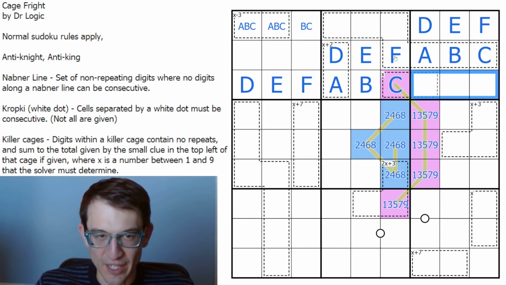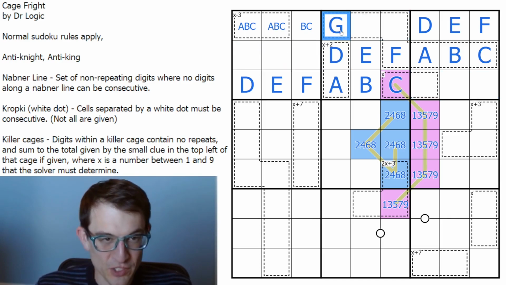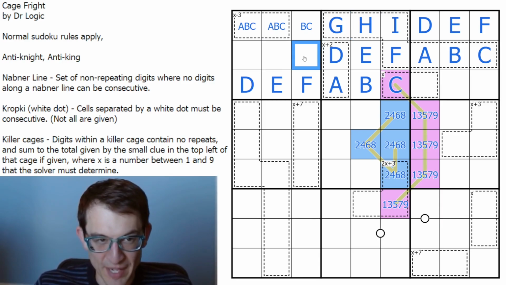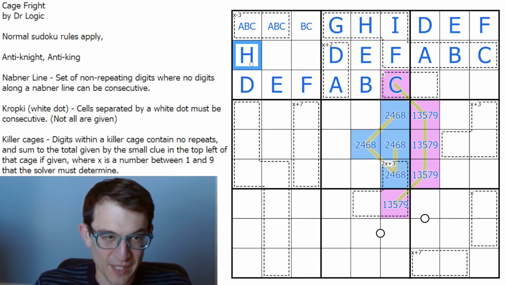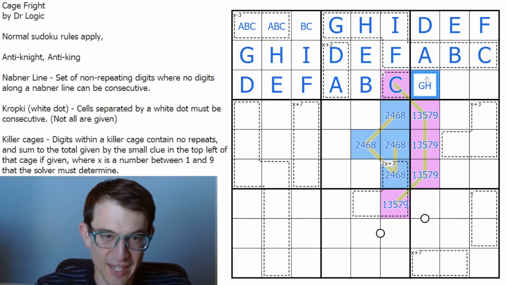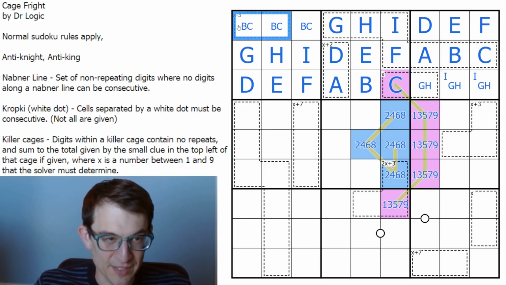So if I put GHI here, I'm not going to know where it goes here, and it's going to get even more confused here. Whereas if I put GHI here, I know that G is not here by anti-king, here by anti-knight, so it must be here. H is not here by anti-knight. Must be I then. And then here, this can't be I, so it's G or H. One of these is I with G or H. I'll do the same thing here. One of these is A.